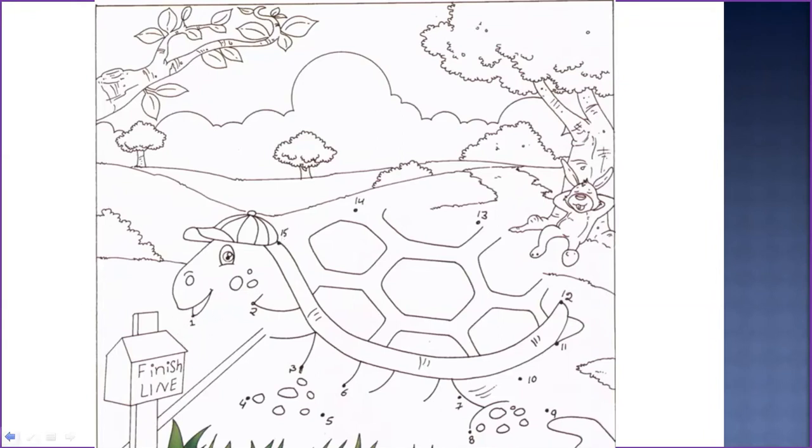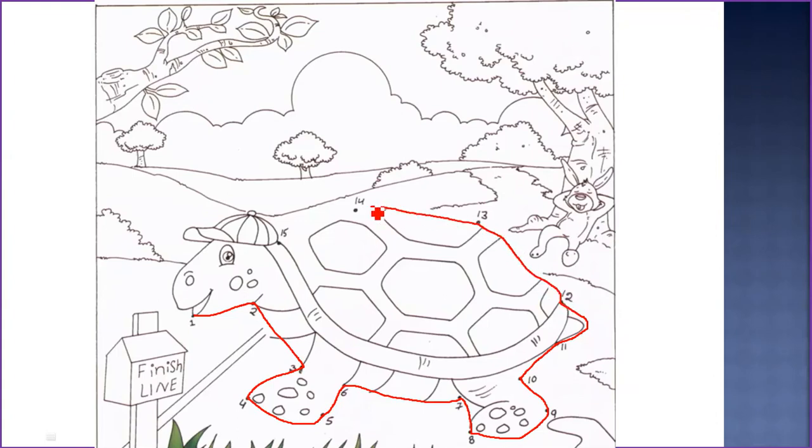Now you have to join with your pencil. Okay, take out your pencil, hurry up. See here, 1 join 2, then join 3, then 4, 5, 6, 7, 8, 9, 10, 11, 12, 13, then 14, after 14, 15.